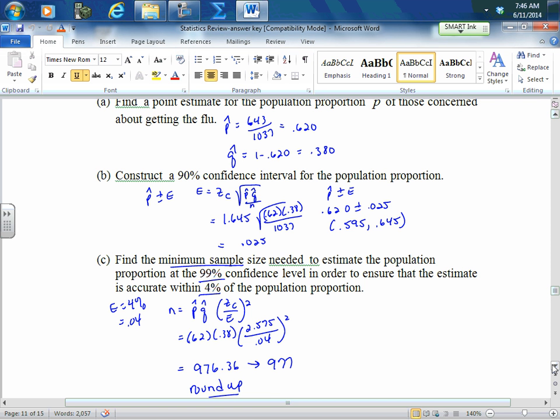Make sure you have this down. This is all you need to study. Make sure you have it. These are good examples of each type of problem that you'll possibly see.